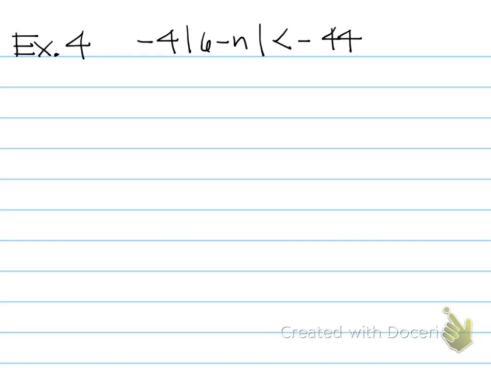All right, next example. Now we have absolute value inequalities. We're going to carry out the same steps. So we want to isolate the absolute value bars by dividing both sides by -4. When we do that, we get the absolute value of 6 minus n is greater than 11. Remember, if you divide or multiply both sides of an inequality by a negative number, you have to change the direction of the inequality. All right, so it was initially less than, now it's greater than because we divided by -4.